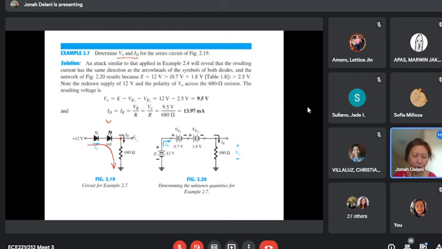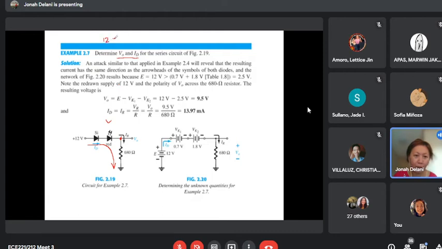If we measure VO, we measure it with respect to ground. So the voltage VO is the voltage across the 680 ohm resistor. For ID, what equation do we use? Kirchhoff's voltage law. E equals 12.